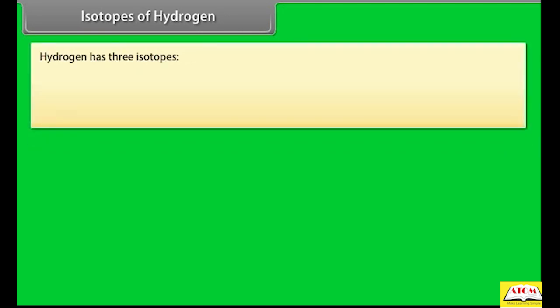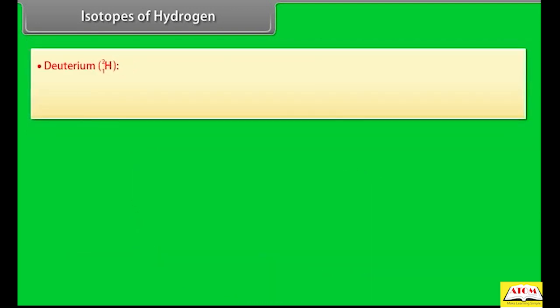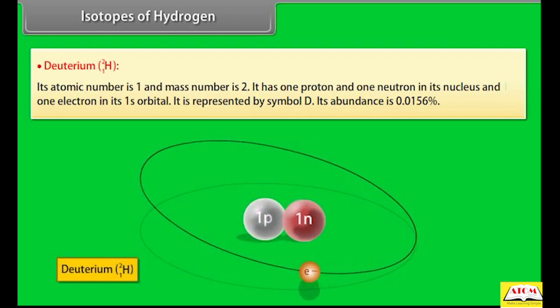Isotopes of hydrogen. Hydrogen has 3 isotopes. Protium. Its atomic number is 1 and mass number is also 1. It has 1 proton but no neutron in its nucleus and 1 electron in its 1s orbital. It is represented by the symbol H. Its abundance is 99.985%.